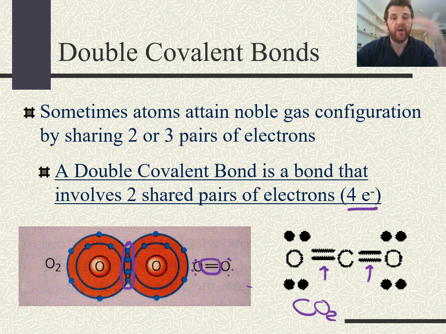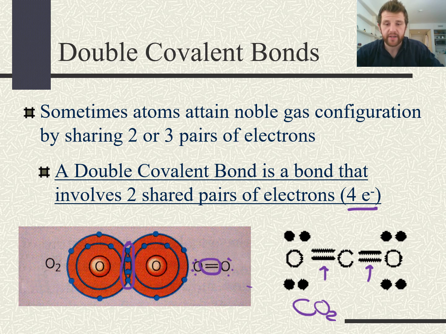Okay, so now double covalent bonds. These are bonds that are 2 shared pair of electrons, or in other words, 4 total electrons. And this is because sometimes these atoms need to share either 2 or 3 pairs of electrons to get to that noble gas configuration. Oxygen is one of these atoms. You can see it shares 4. And when we do that, you have this double bond there. Don't forget to fill in the lone pair electrons when you do this. Every electron on the valence level needs to be accounted for.